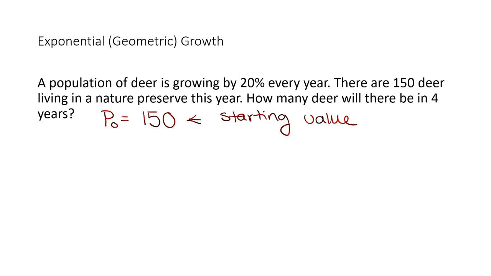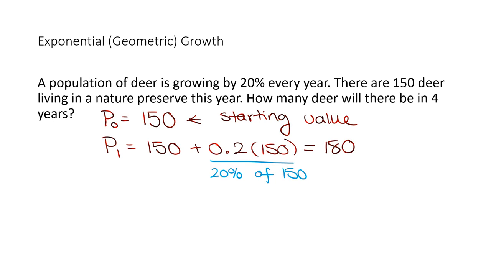We can use similar notation to when we worked on linear growth. We'll let P0 equal the starting value, and in this case that's 150. So we're starting with 150 deer, and after 1 year, P1, we are going to be adding 20% of that amount. So to take 20% of 150, we can multiply 0.2, that's the 20%, times 150. 0.2 times 150 is 30, so 150 plus 30 is 180.